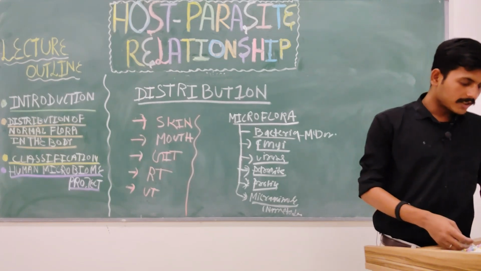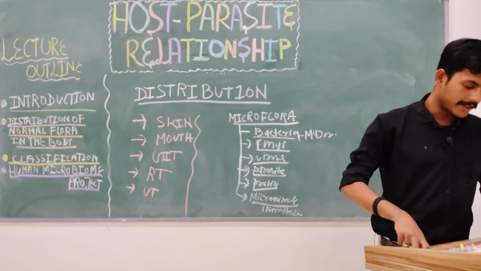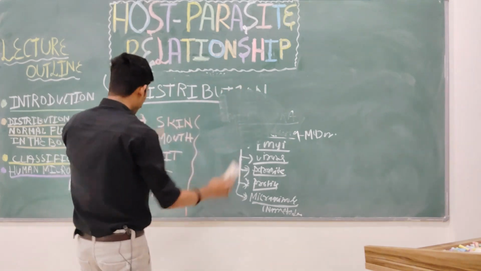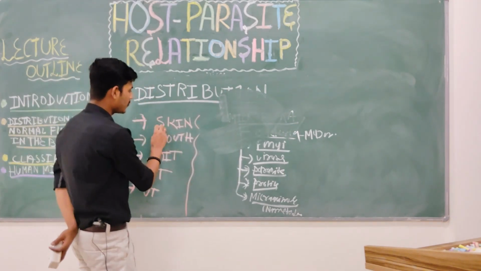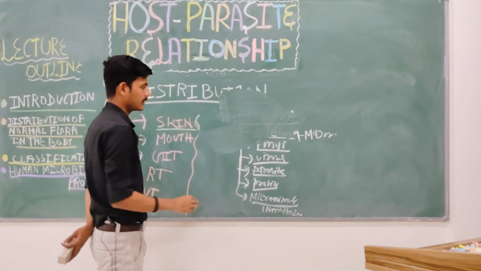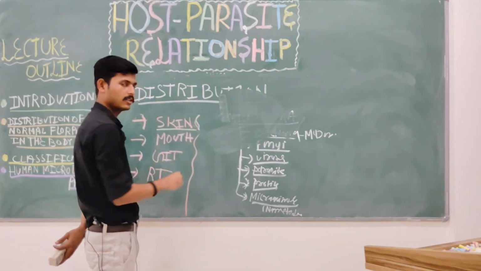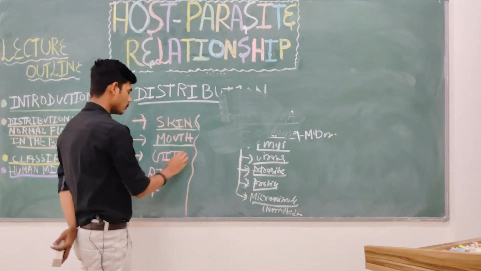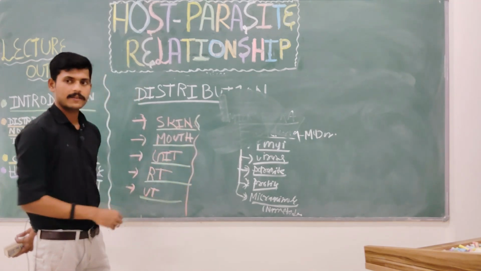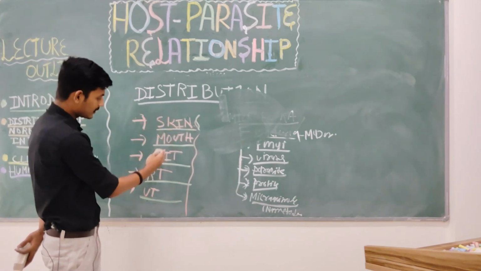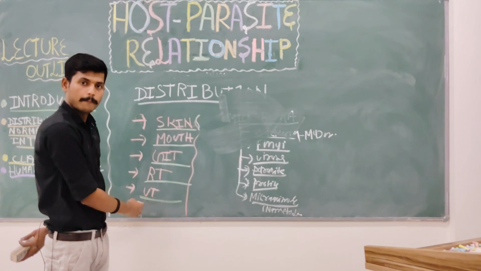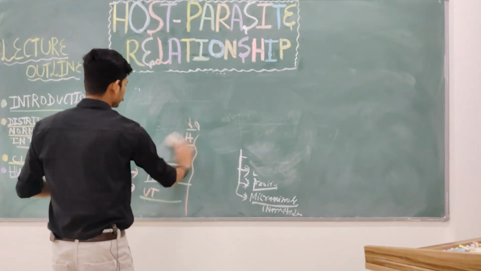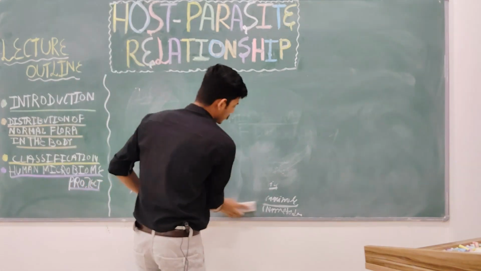Now, once we understand the distribution of normal flora in the body, let's move ahead and discuss their classification. In further lectures, we will see the names of the microfloric organisms living on the skin, how they can cause disease, and in which way they protect us. We will see this in the mouth, GIT, reproductive tract, and urinary tract. But for a while, just understand that these are their distribution places. Now, let's go with the classification of normal flora.